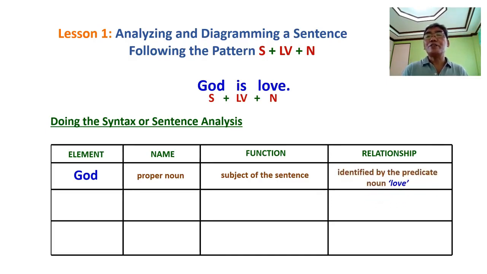Its relationship to other word in the sentence is that it is identified by the predicate noun love in a sentence. The noun love identifies our subject, God, or this noun gives another name for our subject, God. Our second element or word is. This is a verb, a linking verb.